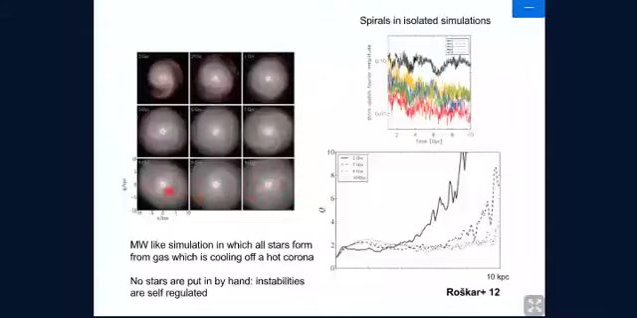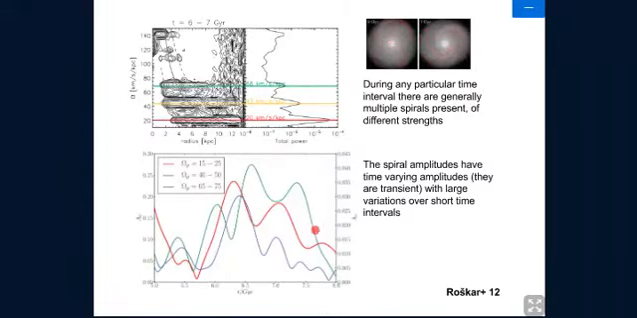You can see the picture here. These look like nice two-armed spiral galaxies. When we look at spectrograms, here is a spectrogram between 6 and 7 gigayears. We see that there is more than one spiral at any particular time.